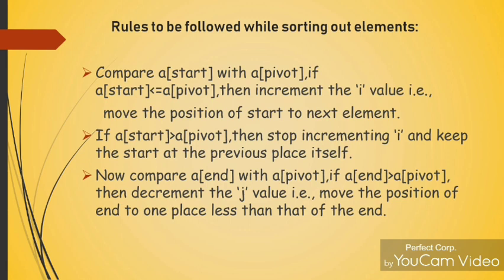Rules to be followed while sorting out elements. Compare a of start with a of pivot, and if a of start is less than or equal to a of pivot, then increment the i value, that is, move the position of the start to the next element. If a of start is greater than a of pivot, then stop incrementing i and keep the start at the previous place itself. Now compare a of end with a of pivot, and if a of end is greater than a of pivot, then decrement the j value, that is, move the position of the end to one place less than that of end.